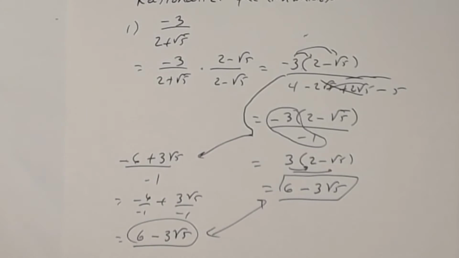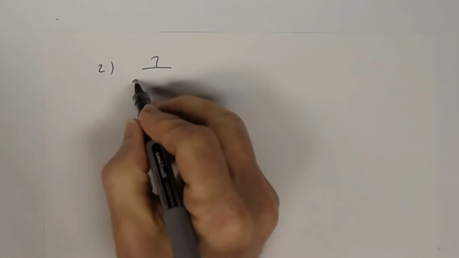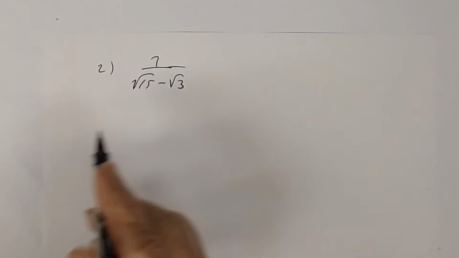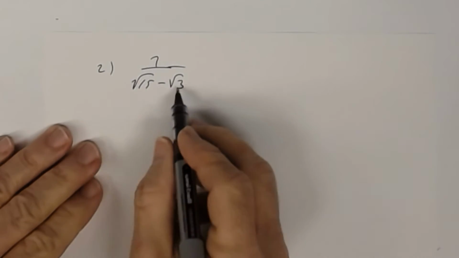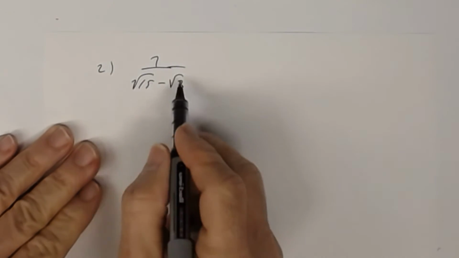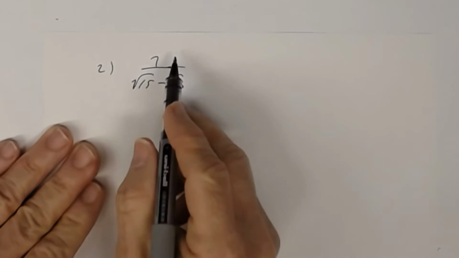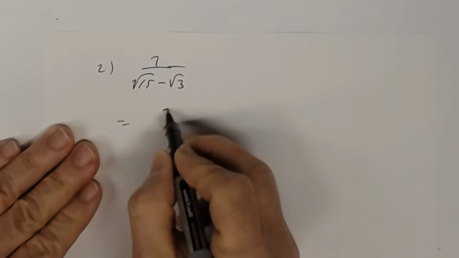Let's look at number 2. Number 2, let's suppose we have this. We have 7 divided by the square root of 15 minus the square root of 3. All right, now notice this time I have 2 radicals, but it's still 2 terms, right? So I want to rationalize the denominator. I don't want any square roots in the denominator. It's okay to have square roots in the numerator, but not the denominator. So that's why we're going to rationalize the denominator.